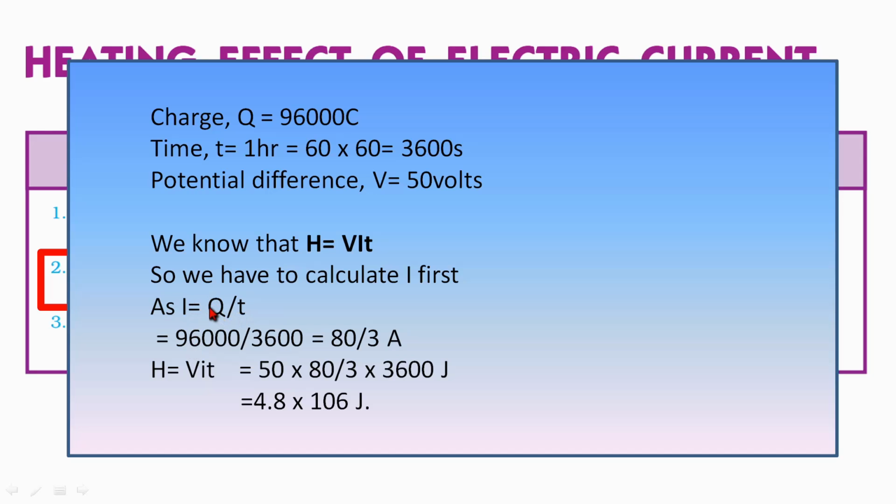So I is equal to the rate of passage of charge, Q by T. So it becomes 96,000 by time. 1 hour is equal to 60 into 60, 3600 seconds. It becomes 80 by 3 ampere. So the total heat generated is equal to VIT, which becomes 4.8 into 10 to the power 6 joule. It is not into 100, it is 10 to the power 6 joule.